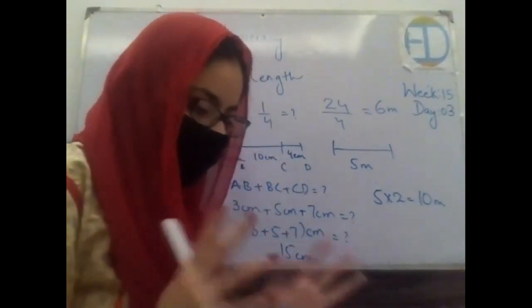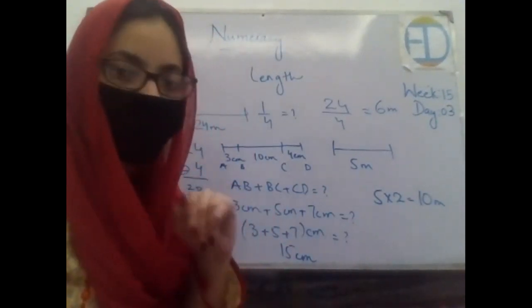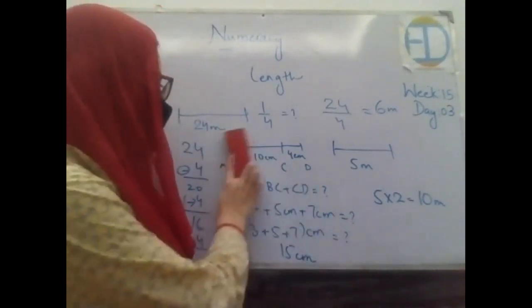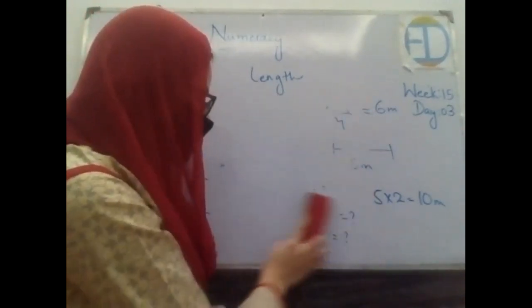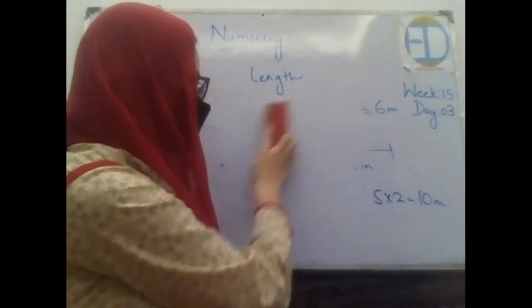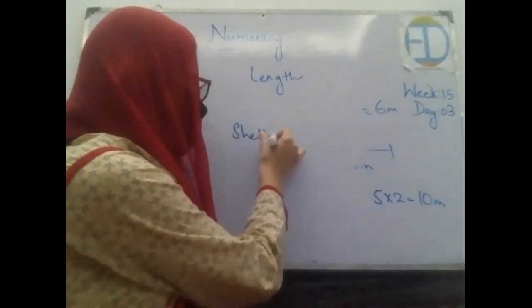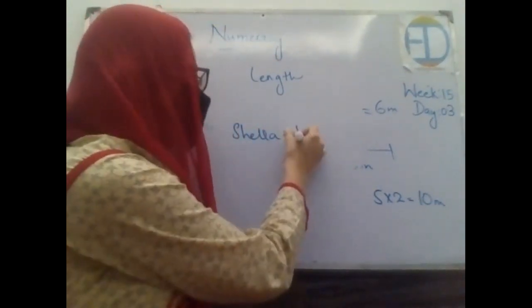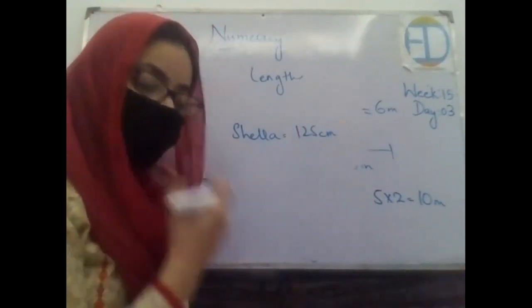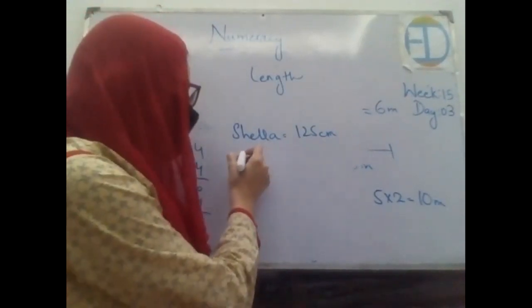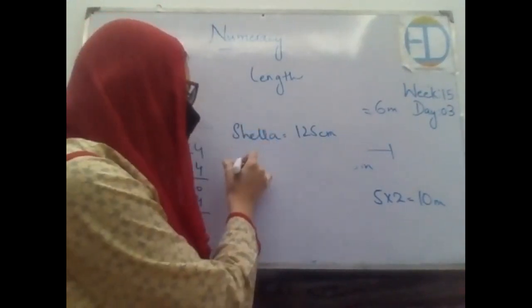Now there is this question, let's do that. Shella is 125 centimeter tall and her son is 16 centimeter shorter. Let me erase the board first. Okay. The question says, what is the height of her son? She is 125 centimeters tall, and her son is 16 centimeters shorter. This means that we will subtract 16 from 125.